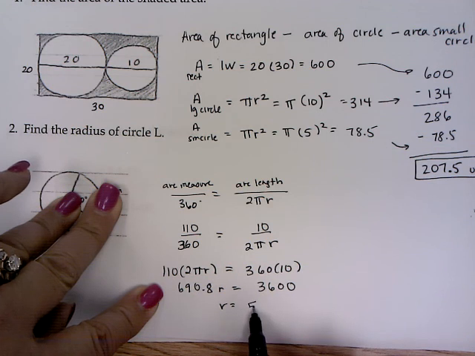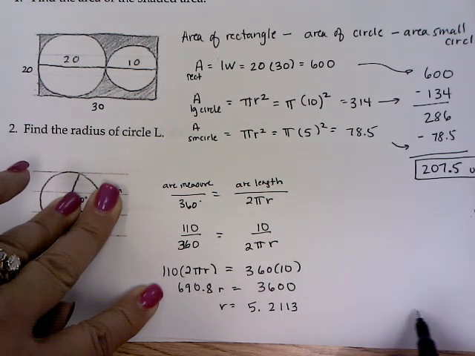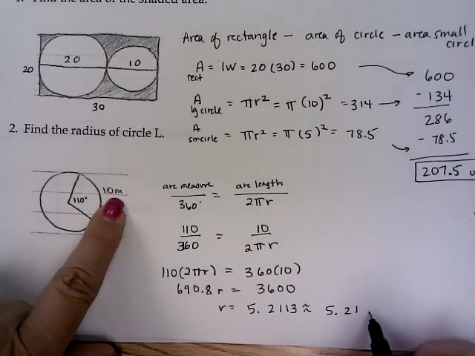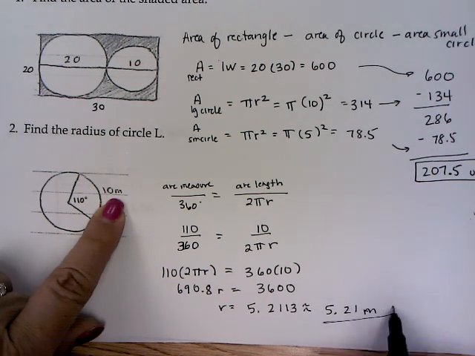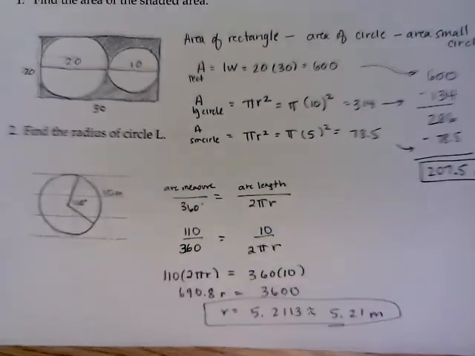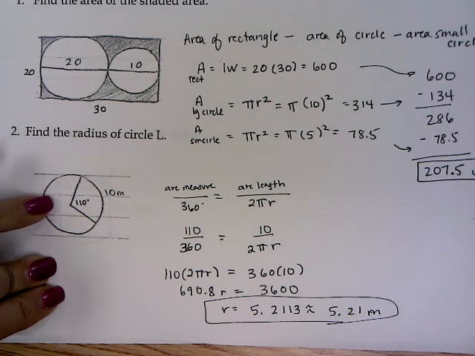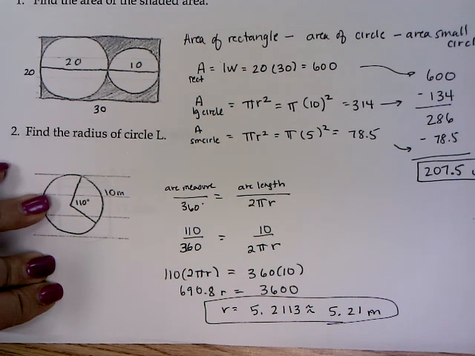I end up getting my radius to be 5.2113 and so on. So I'm going to round it to about 5.21. And because it's meters, the radius is still in meters, for my final answer. Again, because I'm given the unit circle, I know it's going to be the arc measure over 360, and because I'm given arc length, it's the arc length over the circumference of the circle.